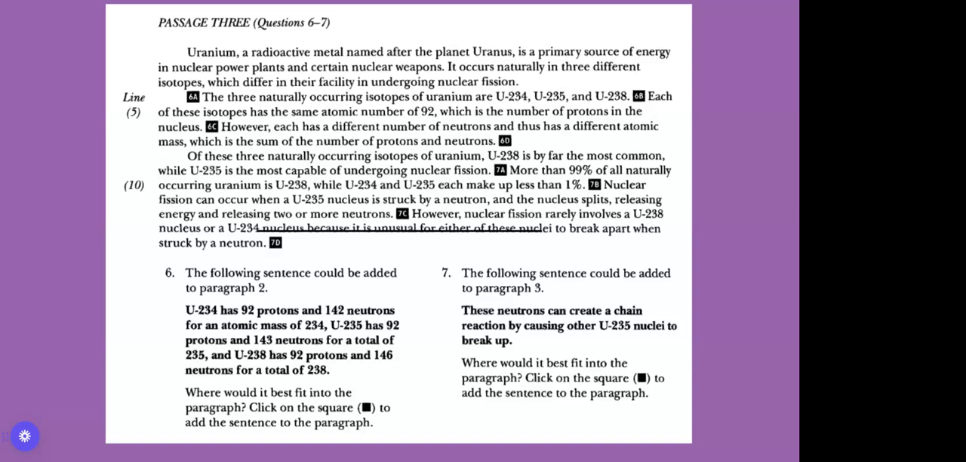Okay, let's check the answers. Here we go. 6D, that means at the end of the paragraph, and 7C, here, between this idea and however.